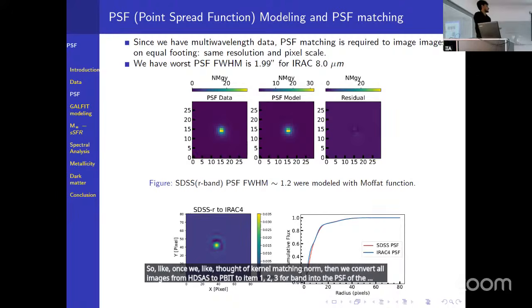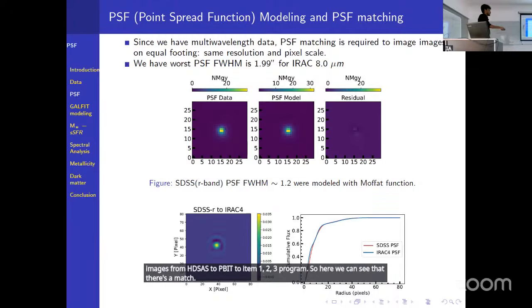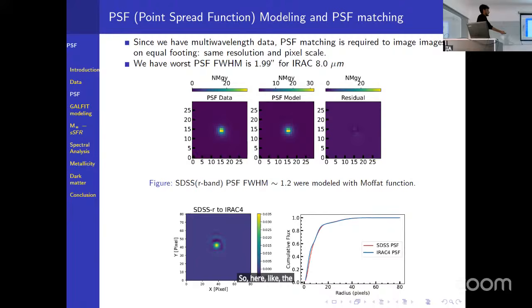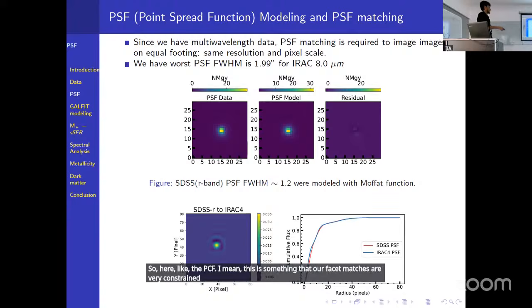So here you can see that there is a PSF match growth curve. This tells us basically how well your PSF matches. Basically, you see that your PSF from the r band and the IRAC 4 band both match, which means that your PSF match is very accurate.